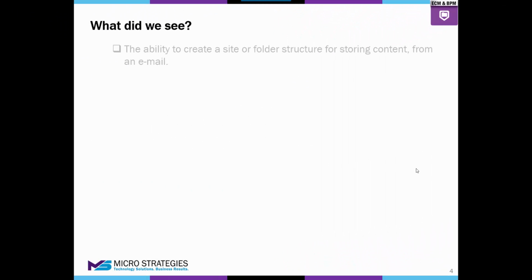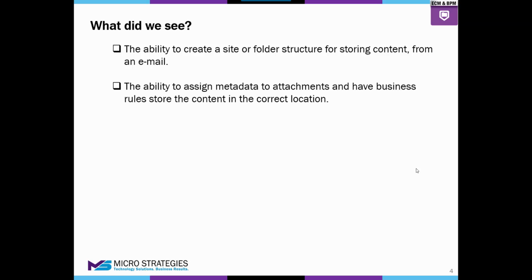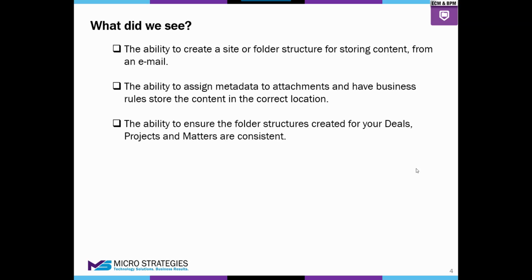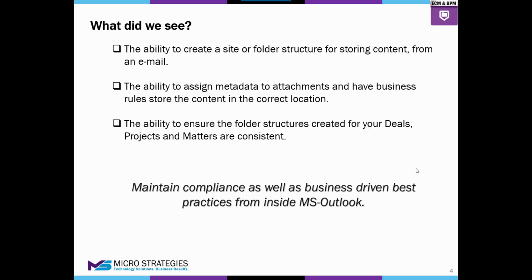So what did we see? Well, the ability to create a site or folder structure for storing content from inside an email, the ability to assign metadata to attachments and have business rules store the content in the correct location. We saw the ability to ensure that folder structures created for your deals, your projects, your matters are consistent. The idea here is to maintain compliance as well as business-driven best practices, all from inside MS Outlook.